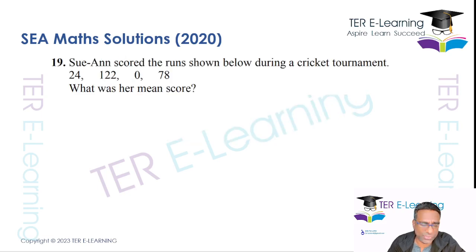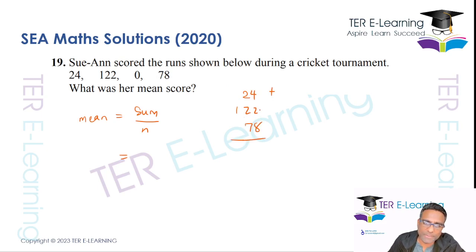Question 19, Suan scored the runs shown below during a cricket tournament. What is the mean score? Right, so mean is equal to your sum over the number of numbers that you have. So in this case, we need to add up 24 plus 122 plus, well, we're not adding 0, it's not going to do anything. Right, so that's 8 and 2, 10 and 4 is 14. 7 and 2, 9, 10, 11, 12. Right, and this is 224. That's the sum of all of the runs here.